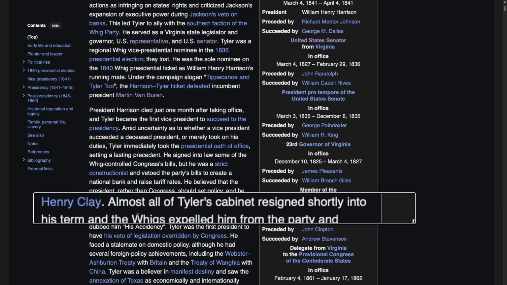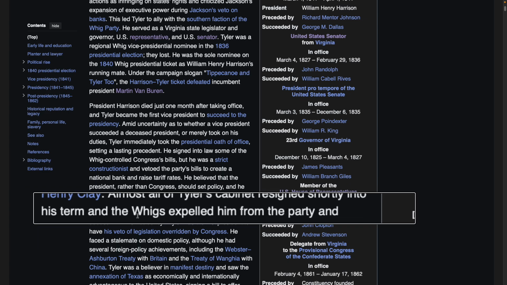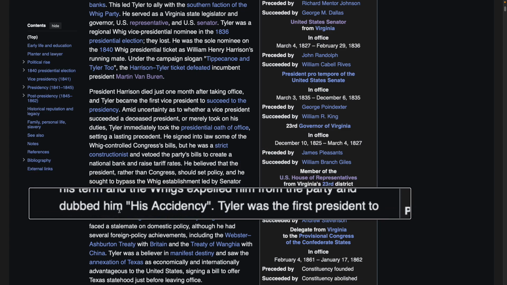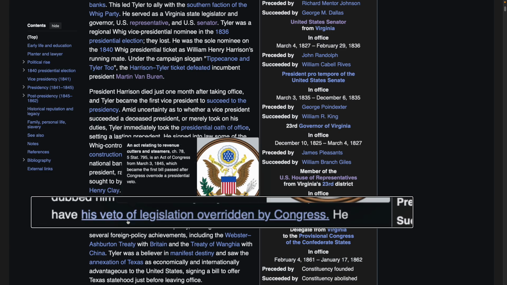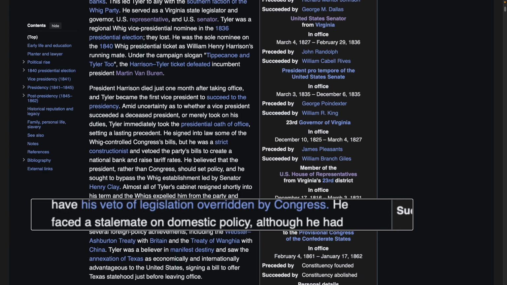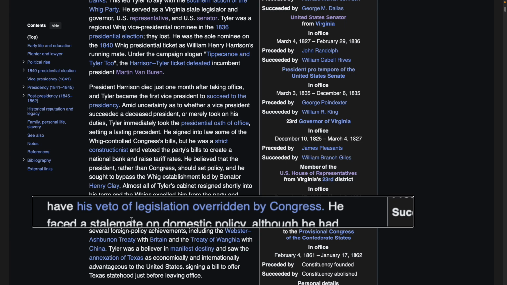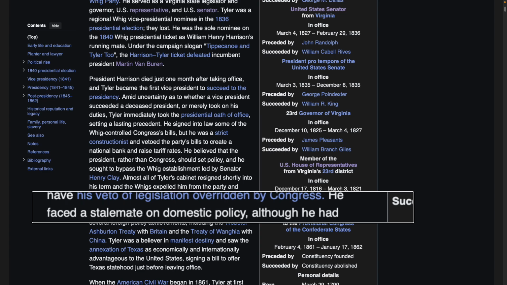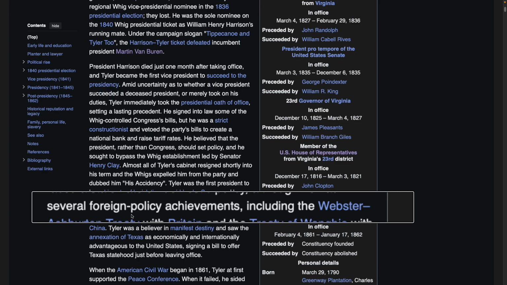Almost all of Tyler's cabinet resigned shortly into his term, and Whigs expelled him from the party and dubbed him "His Accidency." How rude. Not his presidency, his accidency. I guess they felt like he wasn't deserving of the presidency. What a terrible thing that is. So Tyler was the first president to have his veto of legislation overridden by Congress. Can you believe it? The guy's the president, and his own Congress is overriding him. That's almost absurd.